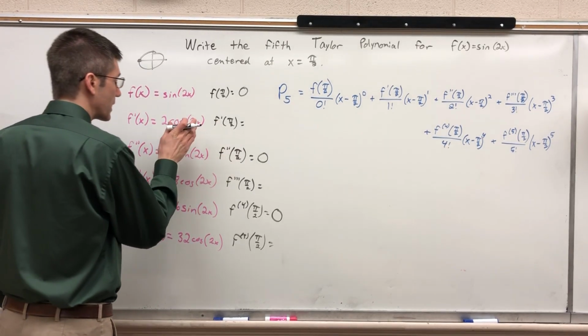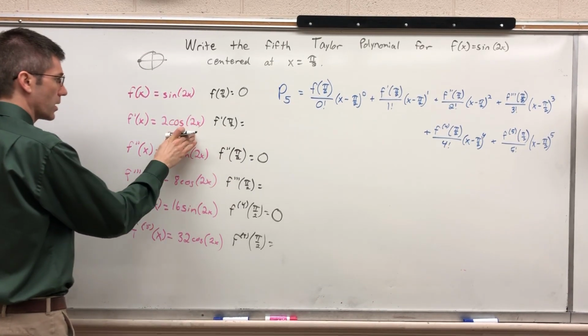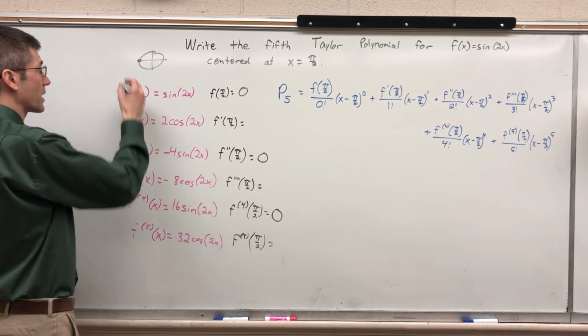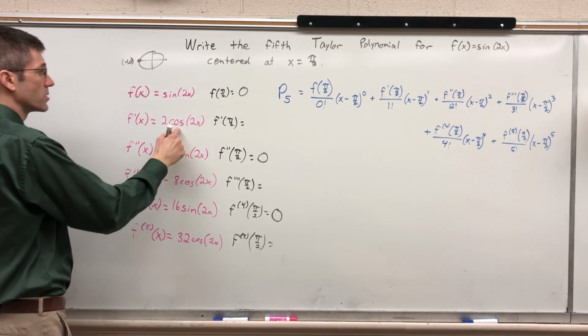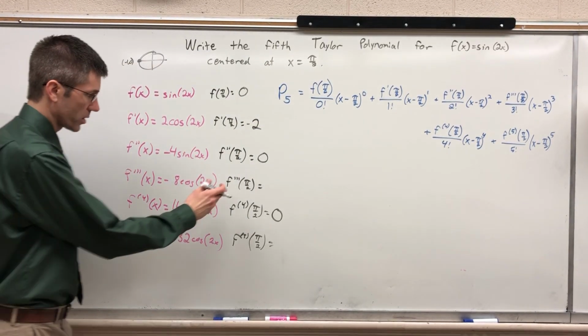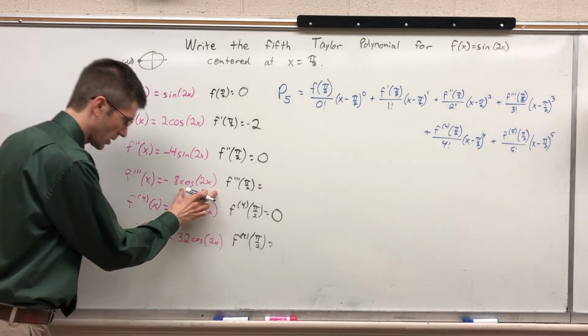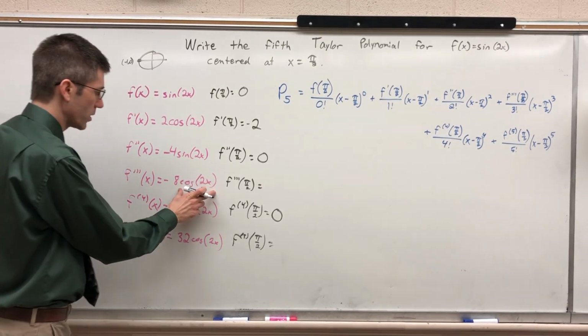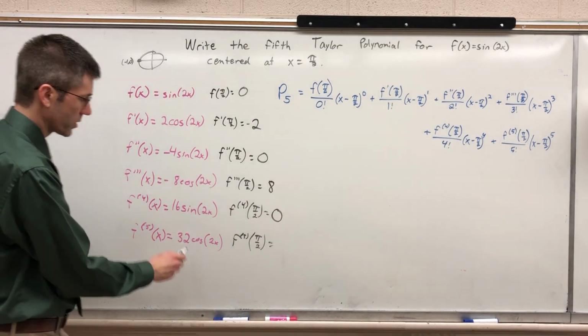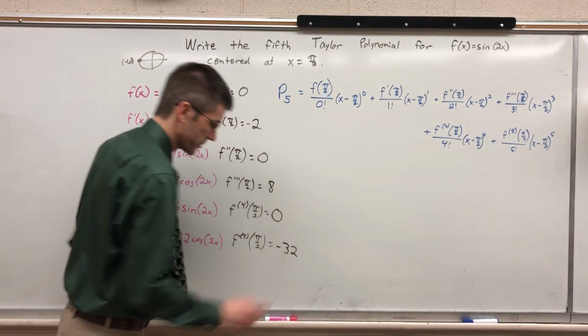However, we can plug pi over 2 in here. When we plug in pi over 2 here, we're going to have cosine of pi. Cosine of pi is negative 1. See, negative 1 comma 0. So negative 1 times 2, so negative 2 right there. We are now going to plug pi over 2 in right here. Cosine of pi, again, negative 1 times 8. And we do the same thing here, negative 1 times 32, so negative 32. And that's what we have.